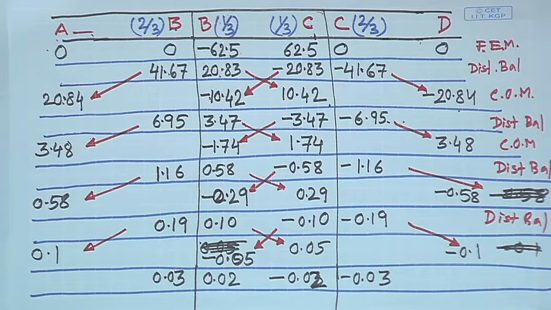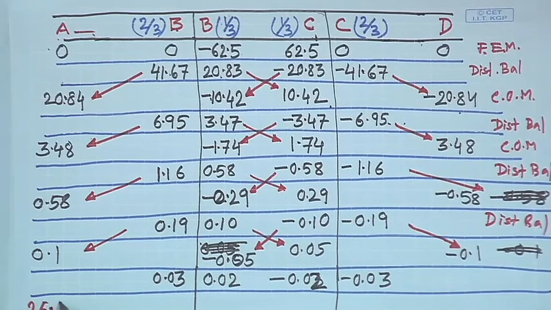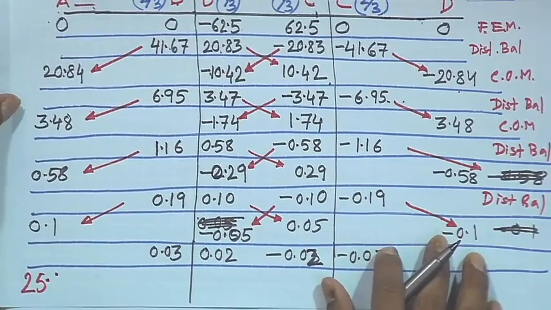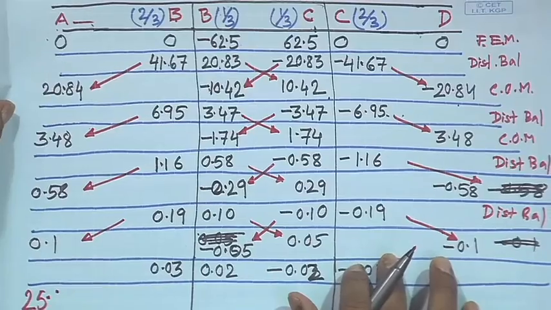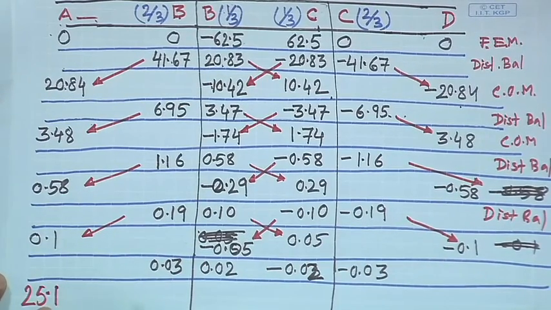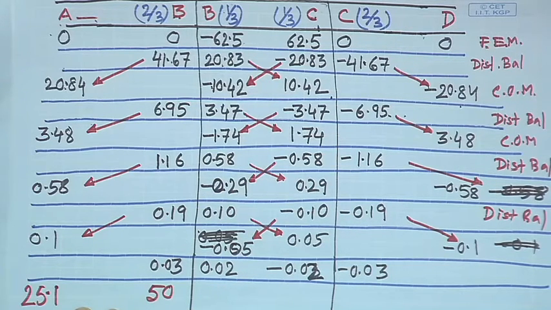Then the final tally is, we need to add all of them, and if you add them, this becomes 25.1, this becomes 25.1, this becomes 25.1 and then this becomes 50, this becomes minus 50, and again this becomes 50, this is minus 50, and again 25.1. Okay. So, this is the final result.